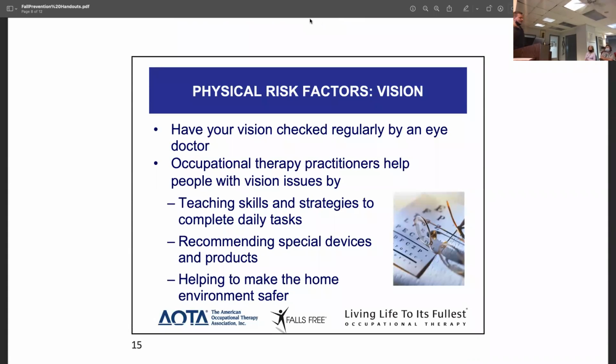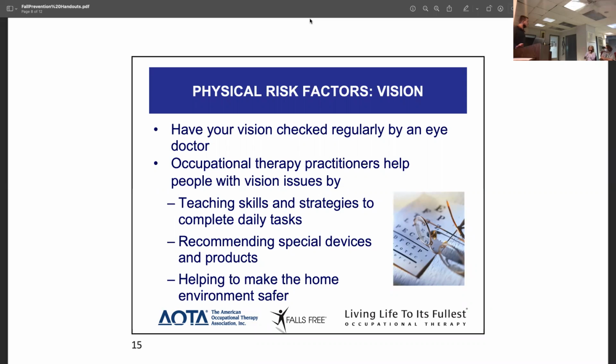All right. So have any of you noticed changes in your vision as you've gotten older? Me too. This can be a major fall risk. So vision issues can cause difficulty with balance. Vision problems can also make it hard to judge how far something is away from you and to move around obstacles in your path. So it's important to have your vision checked by an eye doctor on a regular basis to monitor any vision declines.